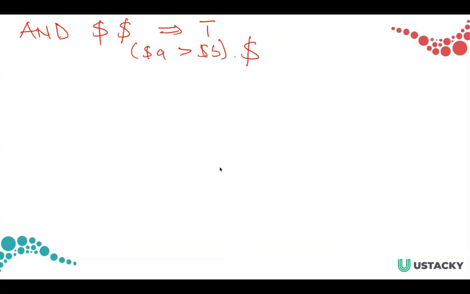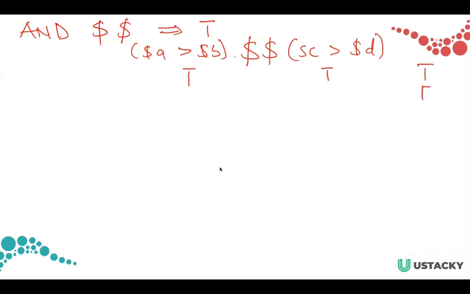There are some operators that combine two or more statements together. For example, AND, which is written as ampersand. It has a value of true if and only if all the combined statements are true. For example, if we have $A is greater than $B and $C is greater than $D. The result will be true if and only if this is true and this is true.